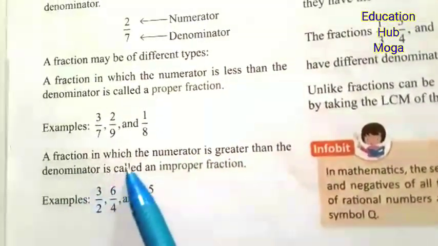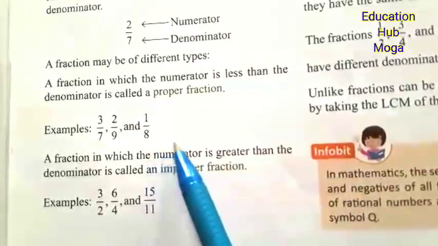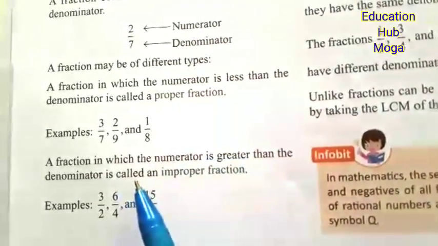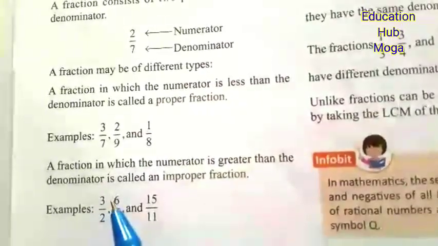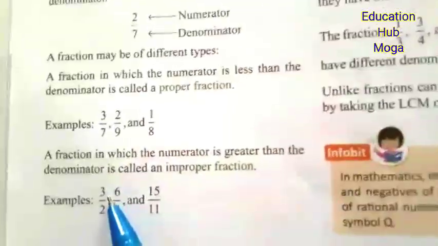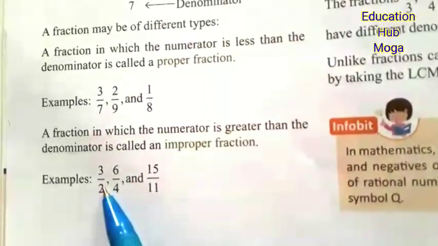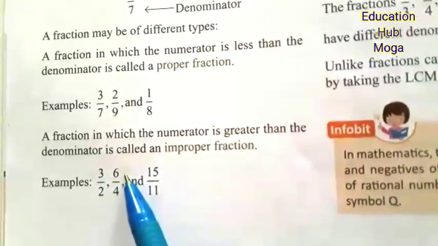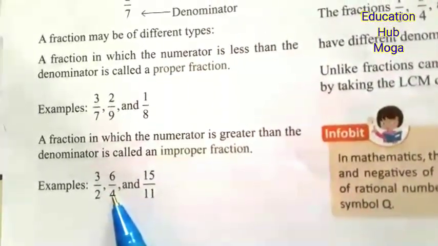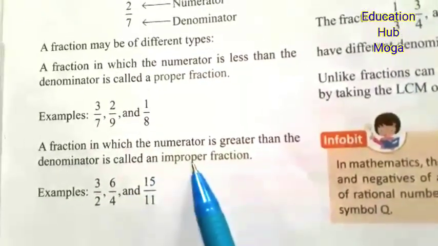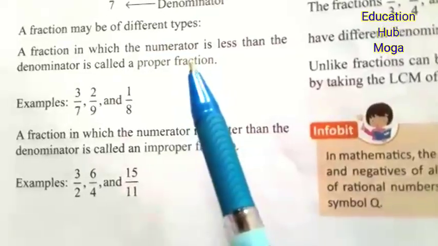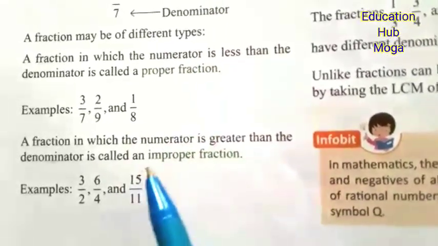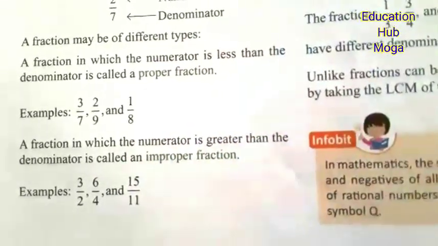In an improper fraction, the numerator is greater than the denominator. Like in 3 by 2, the numerator is greater and the denominator is less. In 6 by 4, the numerator is greater and the denominator is less. So this is called an improper fraction. All of you now know what proper and improper fractions are.